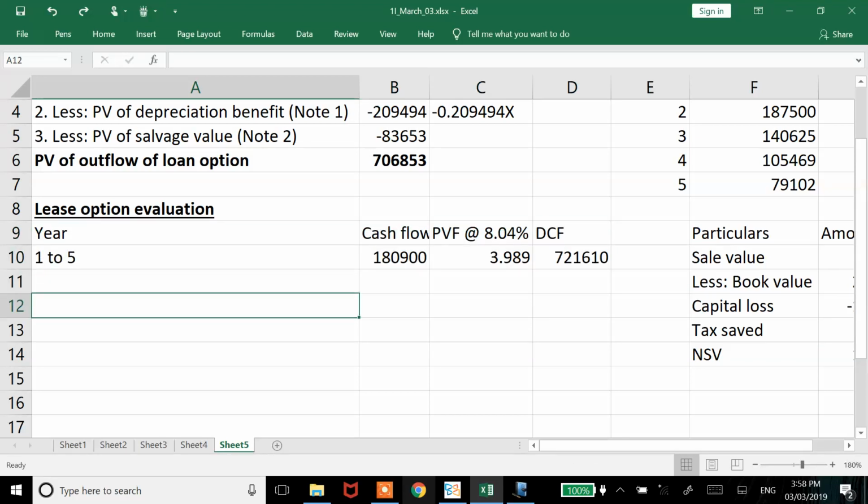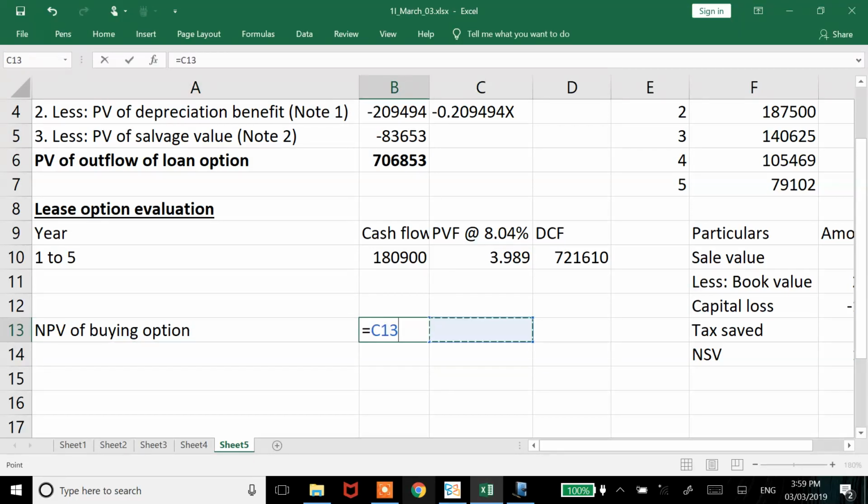So as of now, I can call it NPV of buying option. NPV of buying option is 721,610 minus 706,853. Buying is better by 14,000. If you increase the interest rates, you may get a negative NPV. One positive, one negative, to calculate the IRR. And that IRR is basically the rate at which both will be same.